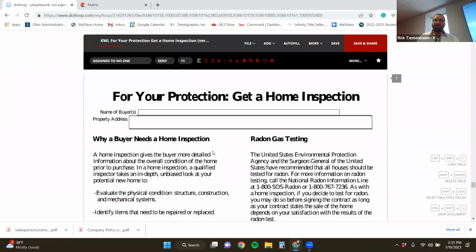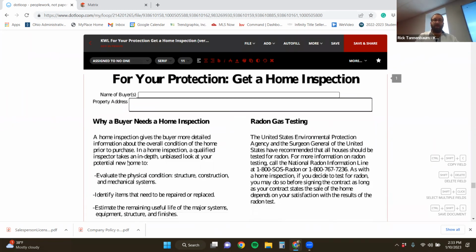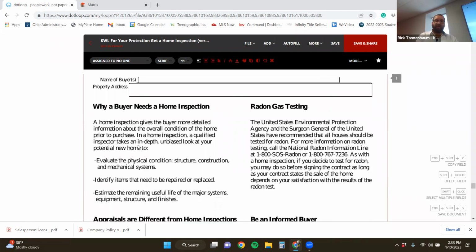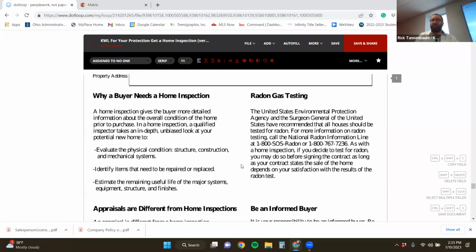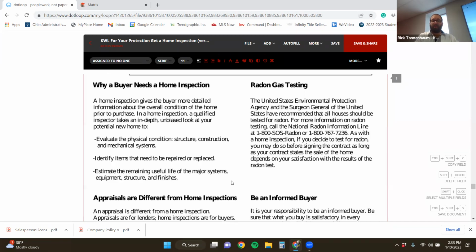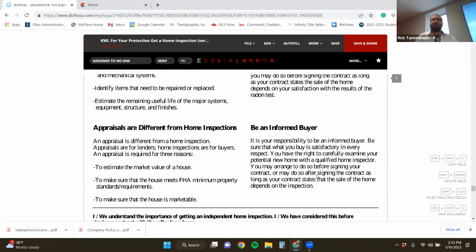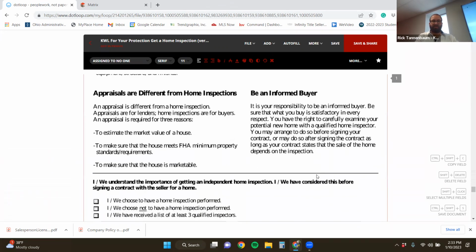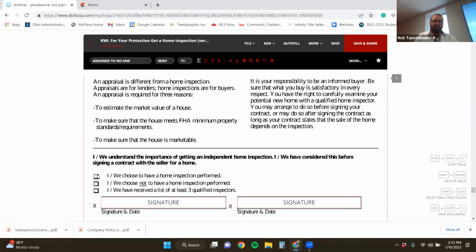For your protection, get a home inspection. So this is the form I told you about at the very beginning. This is an FHA form, but I like this because it says why it's important to have a home inspection, what is radon gas, and it gives you some information about that. And then it also says, I've chosen to perform a home inspection, or I've chosen not to. So hopefully your clients are choosing to perform the home inspection.